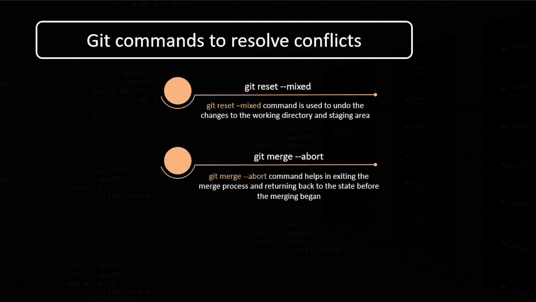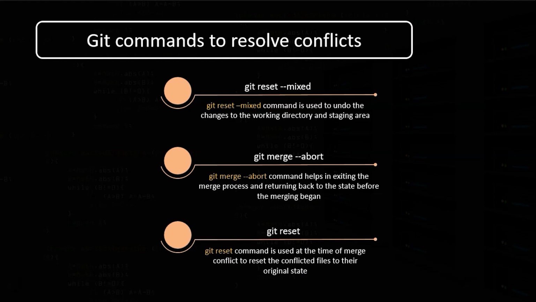Now then we have git merge --abort, which is used to exit the merge process and return to the state before the merging began. If you're not able to resolve the merge conflicts manually, in that situation we will be aborting the merge.